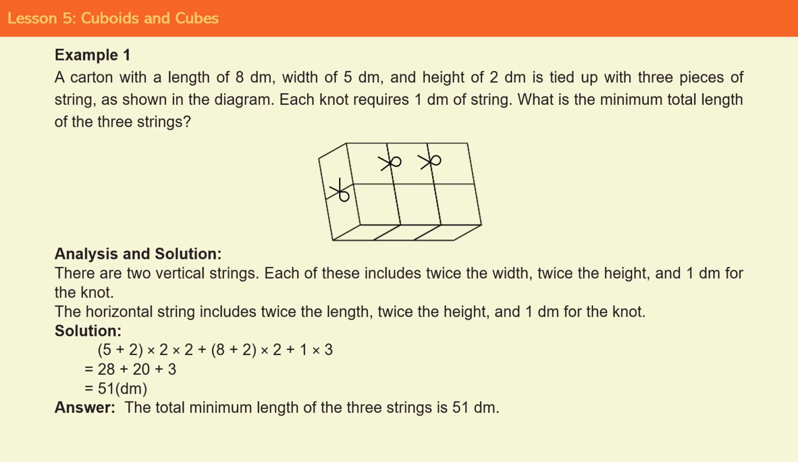There are 2 vertical strings. Each of these includes twice the width, twice the height, and 1 decimeter for the knot. The horizontal string includes twice the length, twice the height, and 1 decimeter for the knot. The answer is the total minimum length of the 3 strings is 51 decimeters.